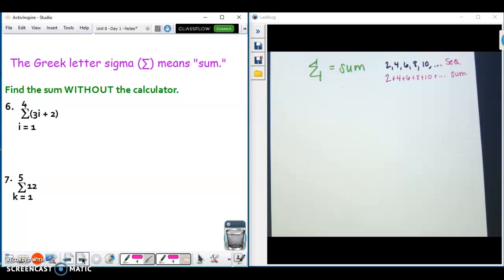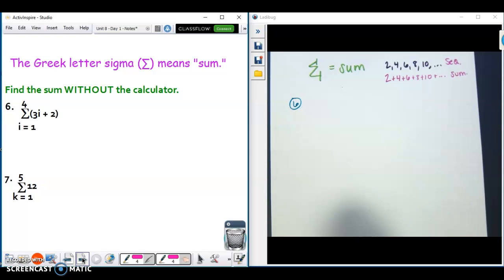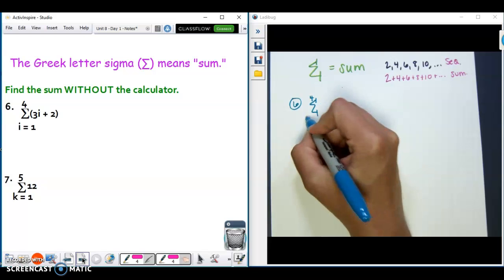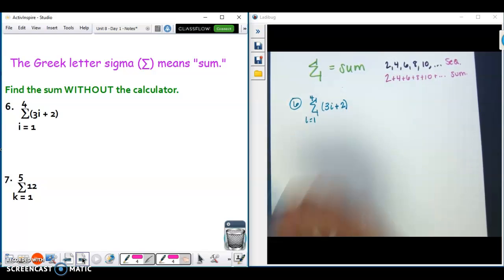Alright, so for the first ones, we want to find the sum without the calculator, and then I'm going to show you how to do it on the calculator, even if you don't have a calculator, in case you see it in the future somewhere. You'll have it. And we are using a different variable here. It doesn't matter what variable they use. It all works the same.